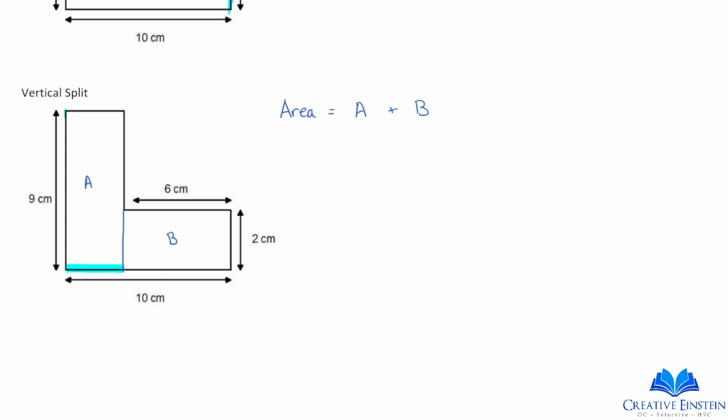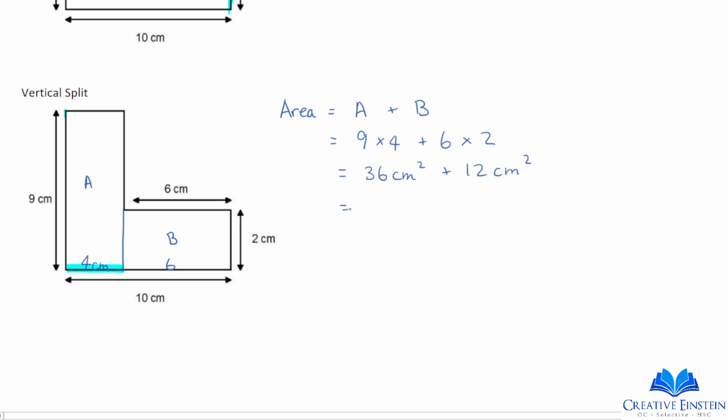And together, 6 and the width of shape A makes 10. So that means that must be 4 centimeters. So now I know A is 9 by 4 and shape B is 6 by 2. 9 times 4 is 36 square centimeters. 6 times 2 is 12 square centimeters. Add them together and I have 48 square centimeters.